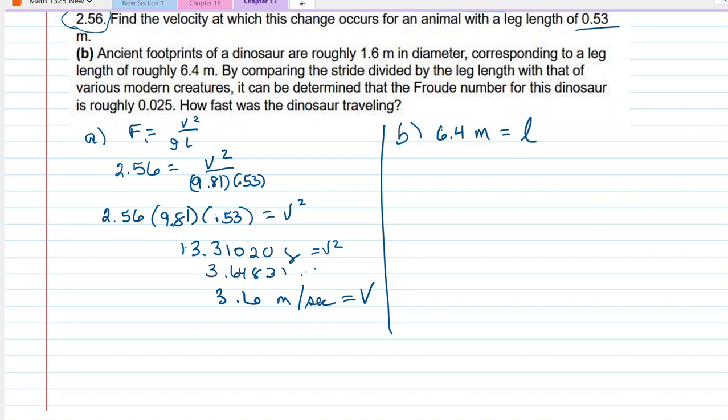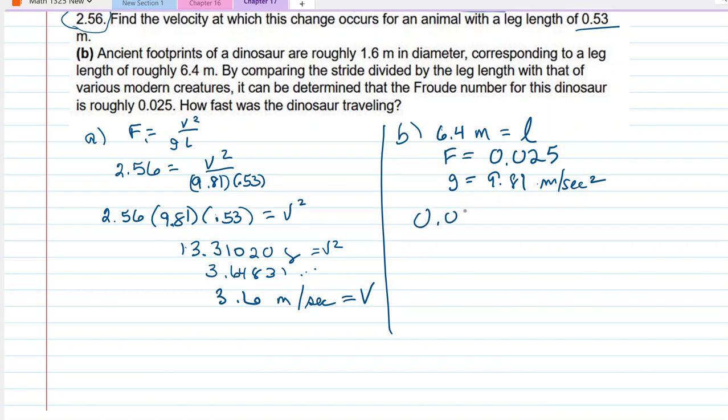By comparing the stride divided by the leg length with that of various modern creatures, it can be determined that the Froude number for this dinosaur is 0.025. How fast is the dinosaur traveling? Well, we know that gravity is 9.81 meters per second squared. Okay, so we're going to find out what this dinosaur's velocity is.